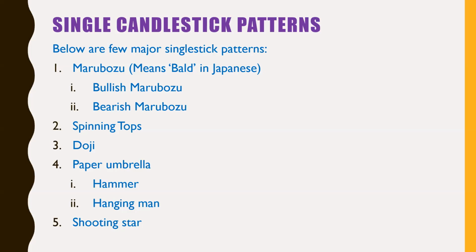The first one is Marubozu. Just this slide is the introduction; don't go to the next slides, which will have details of each. Marubozu means bald or shaven head in Japanese, and it is divided into bullish Marubozu and bearish Marubozu. The second one is the spinning top, the third one is the doji, and the fourth one is the paper umbrella, but many people call it a hammer or hanging man. The fifth one is the shooting star. Okay, now let's move on to Marubozu.